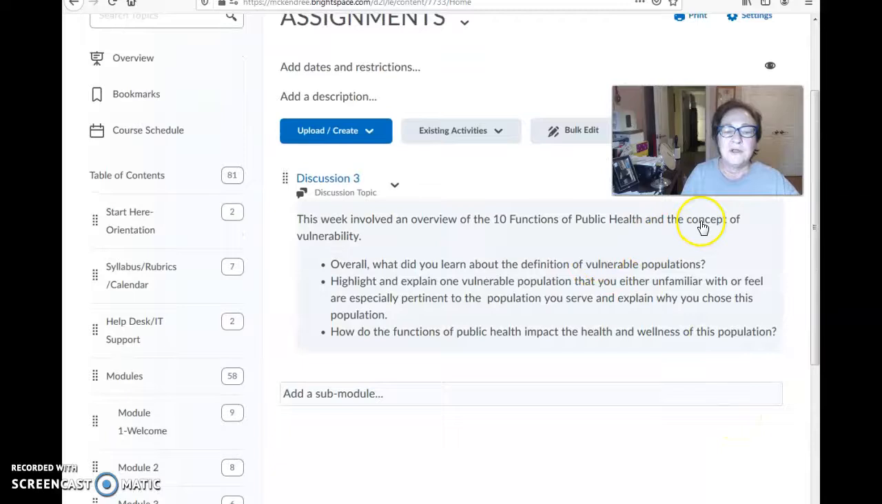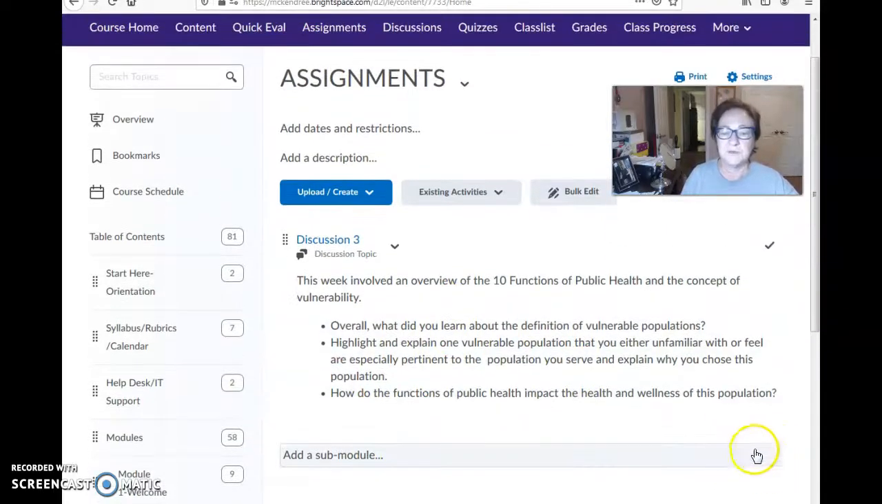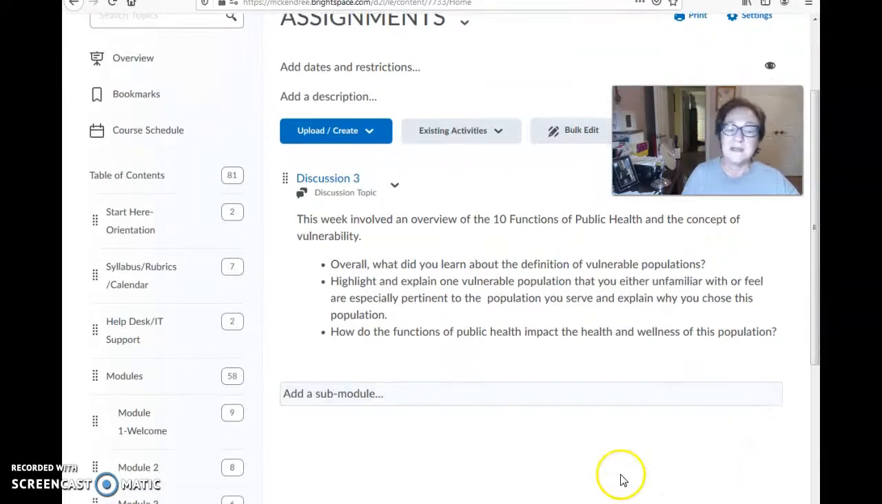So you're going to look at the functions of public health and the concept of vulnerability. And you have 3 questions for your discussion. Overall, what did you learn about the definition of vulnerable populations? And then highlight and explain one vulnerable population that you are either unfamiliar with or feel is especially pertinent to the population you serve, and explain why you chose this. And how do the functions of public health impact the health and wellness of this population?